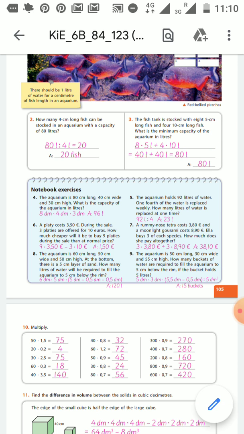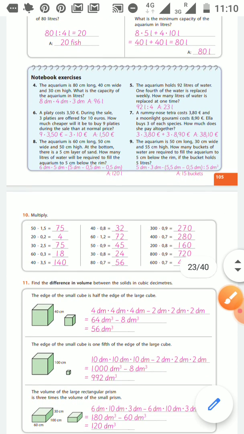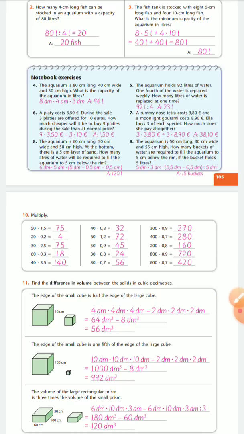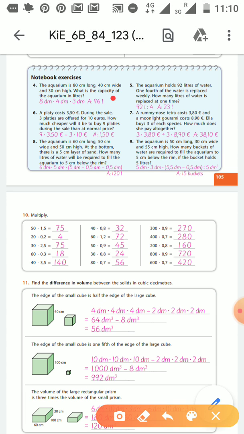Okay, next we've got the word-based questions here. An aquarium is 80 centimeters long, 40 centimeters wide, and 30 centimeters high. What's the capacity in liters? So remember, you just convert your centimeters into decimeters. Just knock a 0 off. So it's 8 decimeters by 4 by 3. And that equals 96.